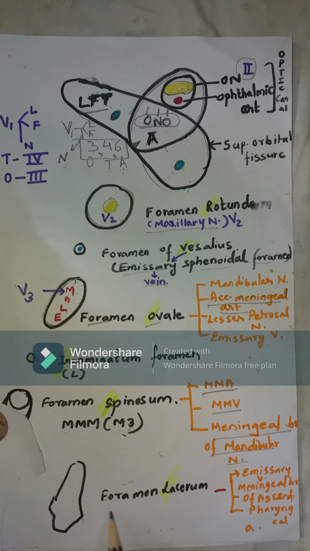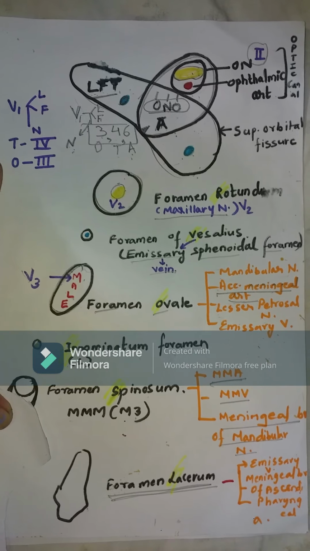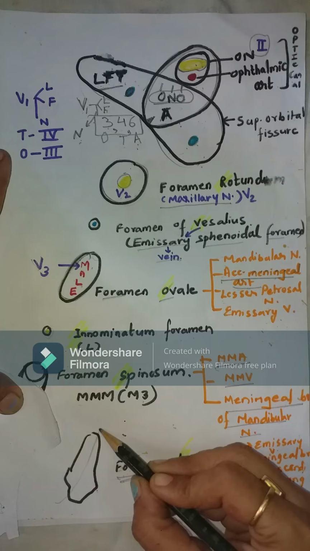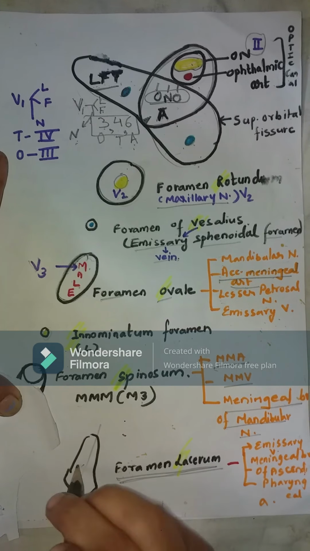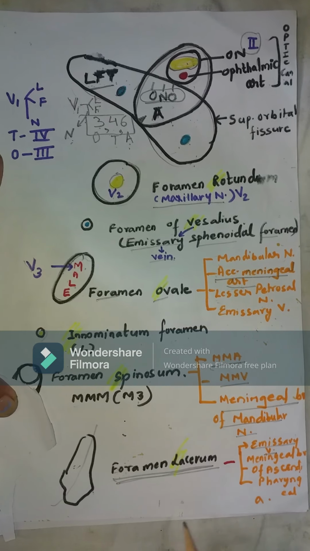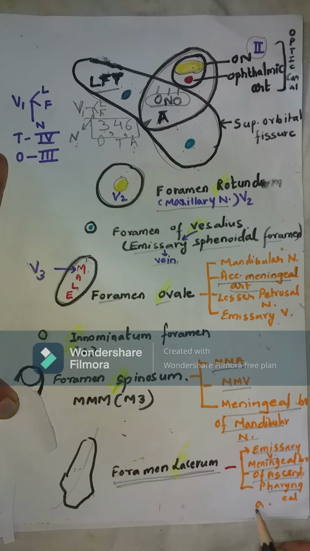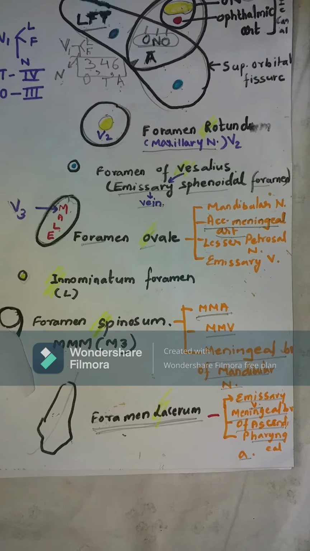Foramen lacerum. What passes through foramen lacerum? Now we have seen that the internal carotid artery traverses the foramen lacerum. But the question was, what passes through it? Through and through. What passes? An emissary vein passes through it, and the meningeal branch of the ascending pharyngeal artery. These are the two things which you will have to remember, which will pass through it.